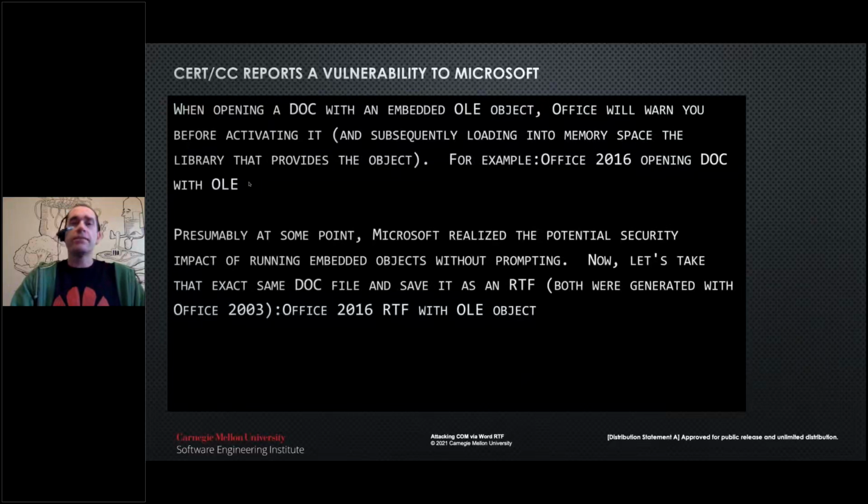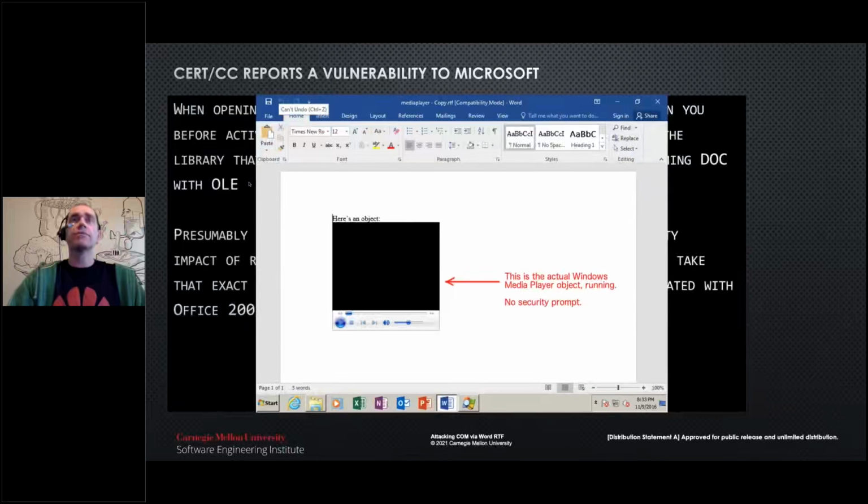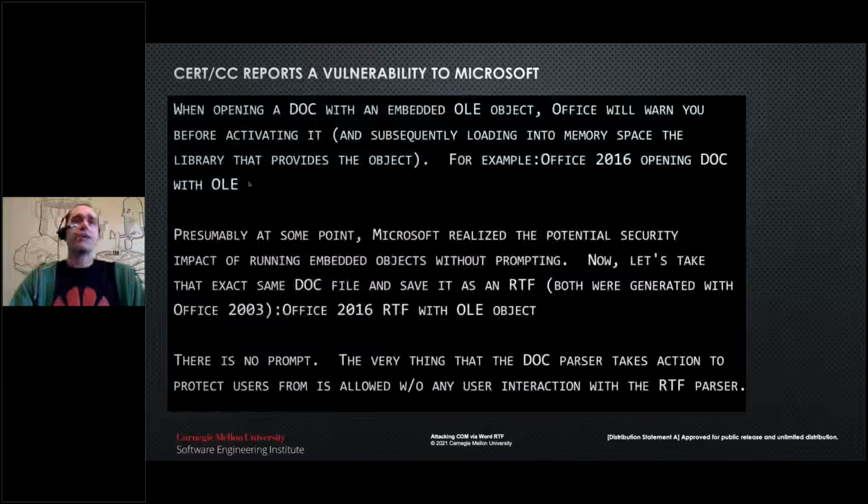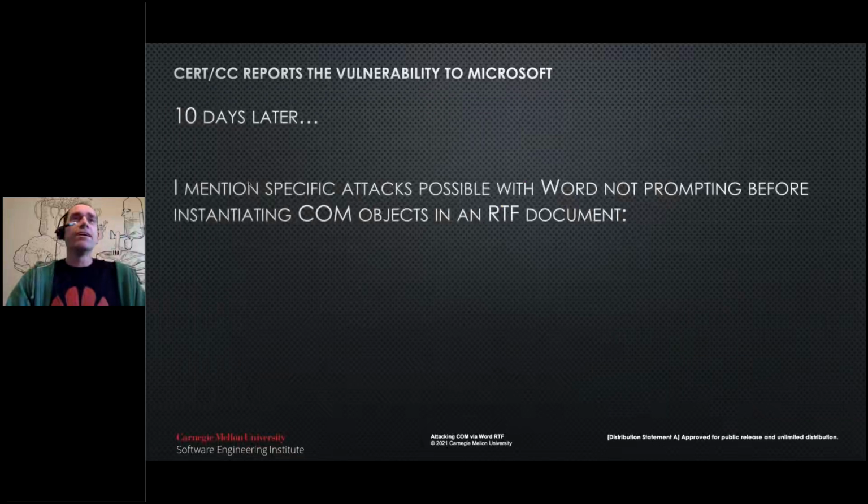Let's take this exact same file and save it as an RTF. So here we've got the RTF version of it, and wait, that Windows Media Player is the actual version of Windows Media Player on my system. So it's actually running it. All I did is open up an RTF. It's running the code in that object. And I mentioned, if you take the steps to restrict a document from just running an embedded object, you should probably do the same thing in RTF, right? This is November 10th, 2016, 5.5 years ago. Anyway, I didn't get any answer.